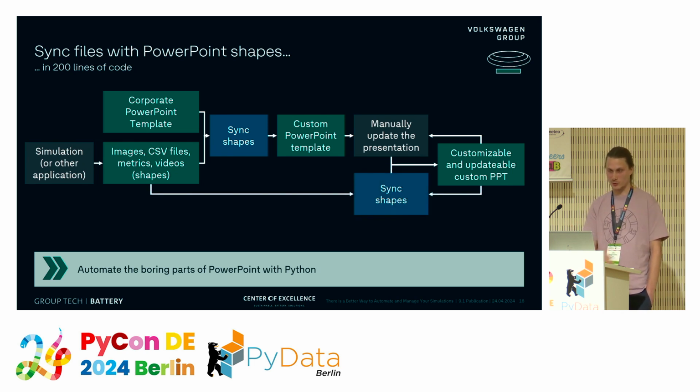But then, if new simulation data comes in with a new best version, and we already have our final simulation, we can call sync shapes again. It will find all the images and all the bar charts and so on in the whole presentation by the name and replace them in place. And then we have a new presentation, which is also manually updatable. And I think this is really nice. You automate the boring parts of PowerPoint, but the team can still keep using PowerPoint, which I think is really the best of both worlds.